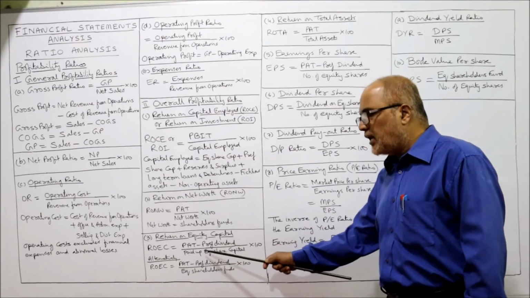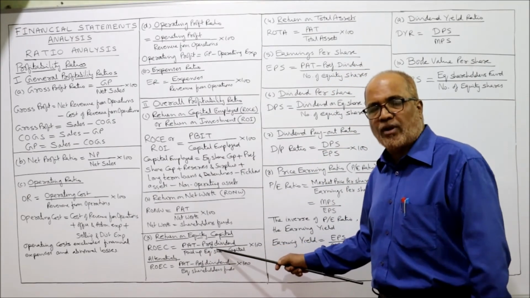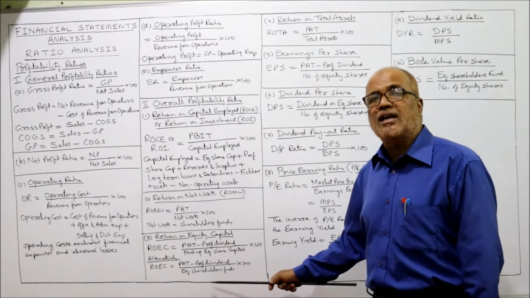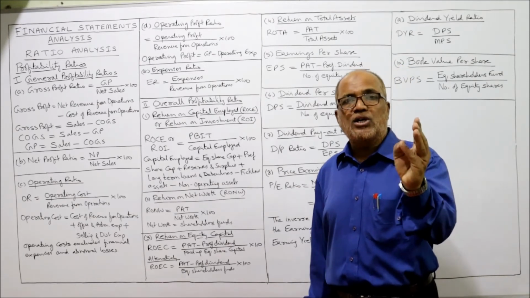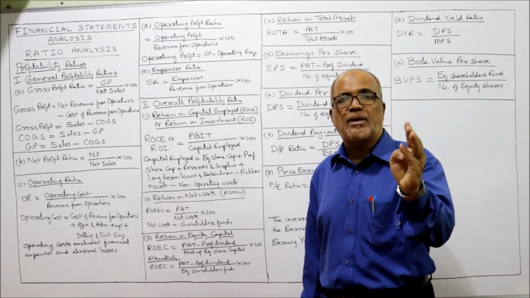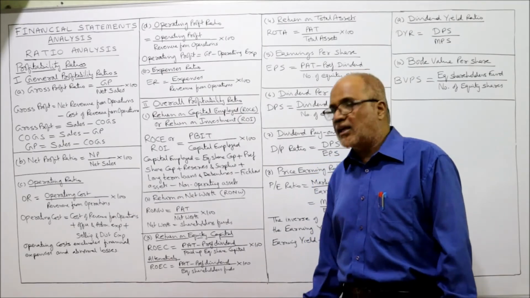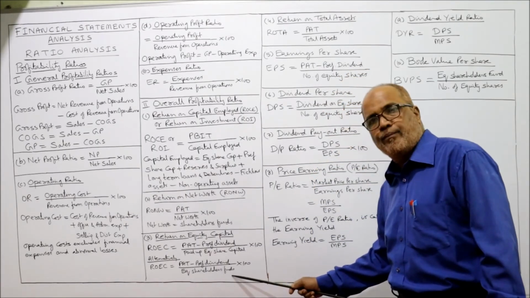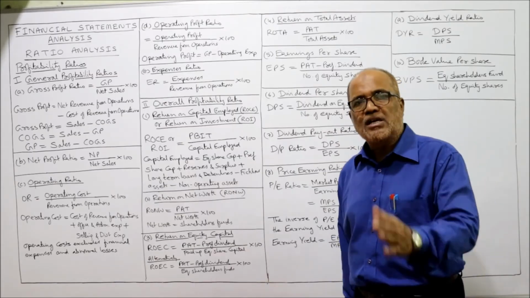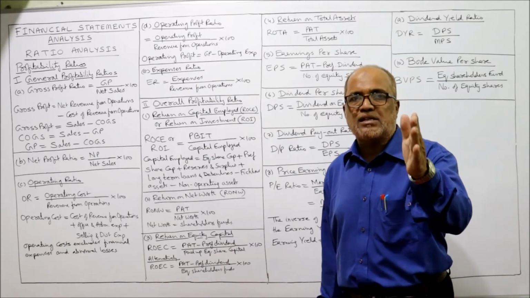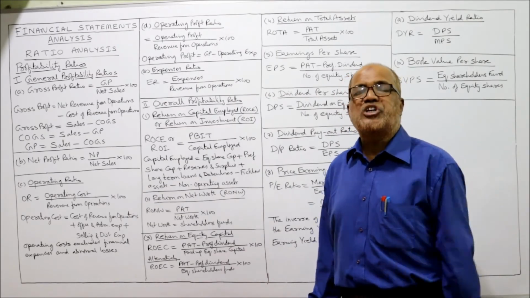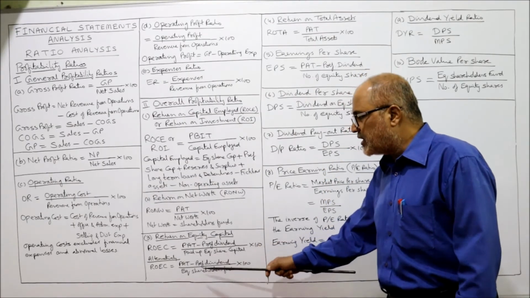Here we have taken only equity share capital in the first formula. In the alternative formula, in the denominator we take equity share capital plus reserves and surplus minus fictitious asset. That is called equity shareholders fund. So the denominator is different.